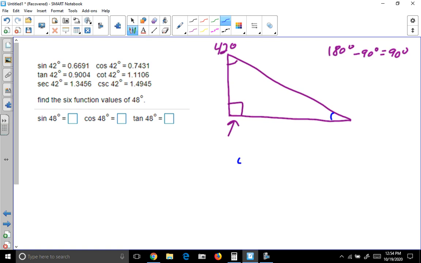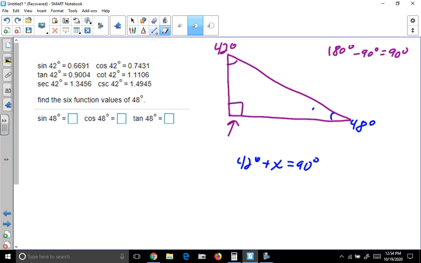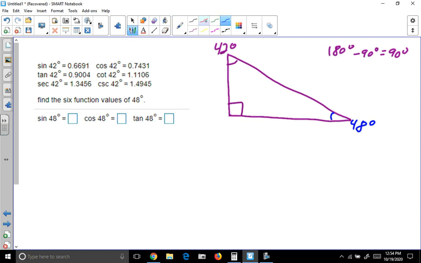So we know that 42 degrees and the other angle add up to 90. If we solve that, we would get that this other angle is 48 degrees. So all three angles add up to be 180. These two that are not the right angles add up to be 90. So what are they trying to get us to see here? Well, sine of 42, from 42 degrees, the opposite side is here, and the hypotenuse, of course, is here.